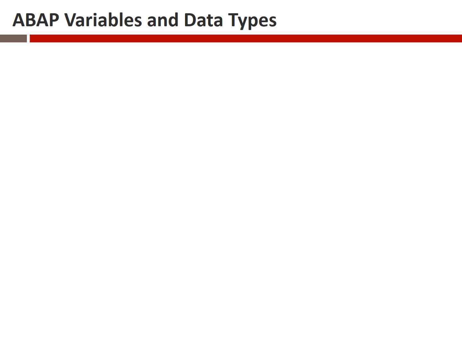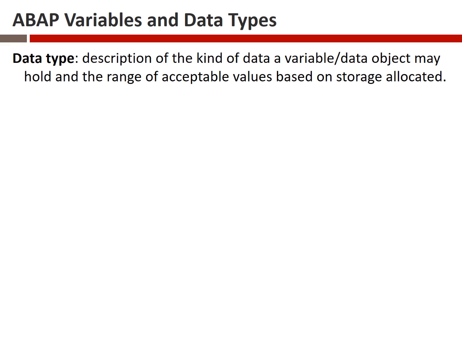Variables. Let's talk about how we make variables in ABAP, how that works. Whenever we talk about creating a variable, we introduce the concept of a data type. A data type is simply a description of the kind of data a variable can hold. And you're familiar with that concept. It could be a string, it could be an integer number, it could be a number with a decimal portion. That's a data type. A data type describes the kind of data that a variable will hold.